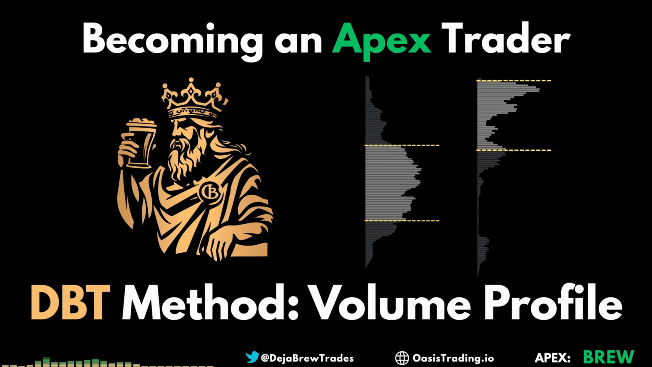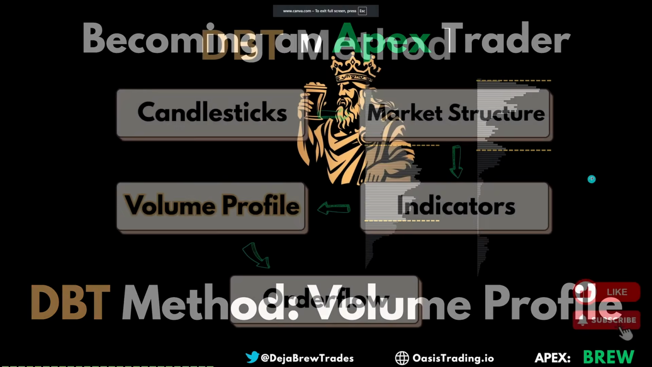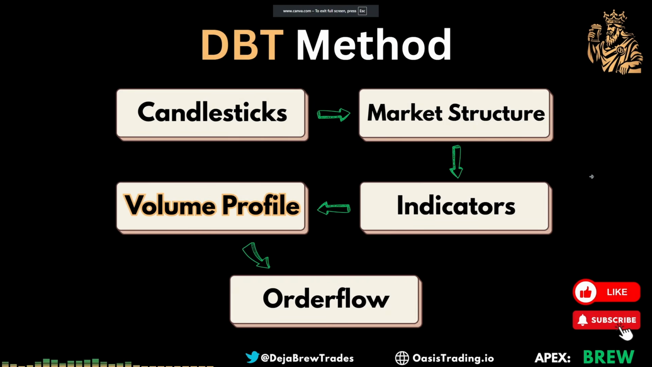This is going to be our 4th episode in a 5-episode series, and today we're going to be talking about volume profile. So as I just said, this is our 4th episode in a 5-part series. We started off with candlesticks, we went into market structure, indicators, now we're doing volume profile, and we're going to close it up with order flow.